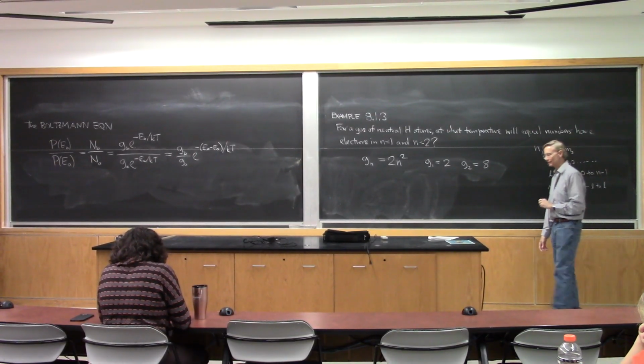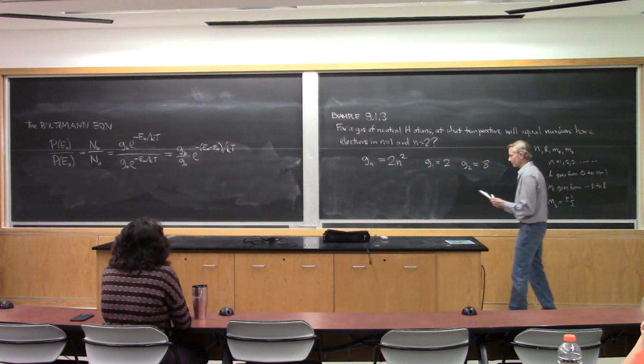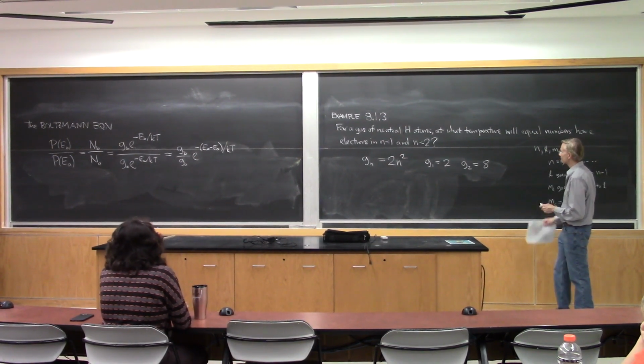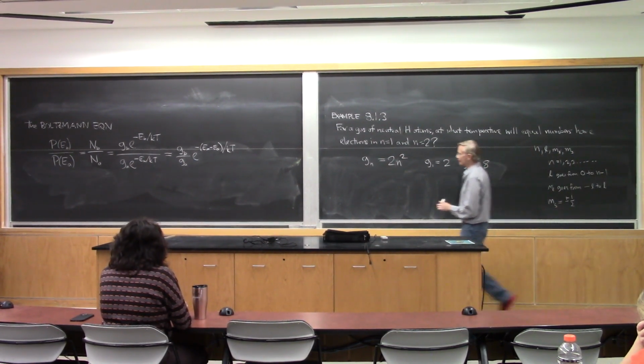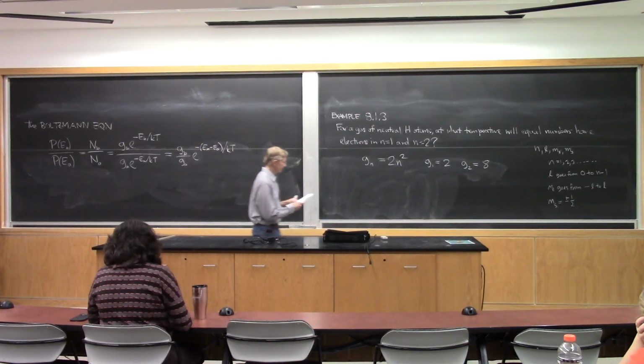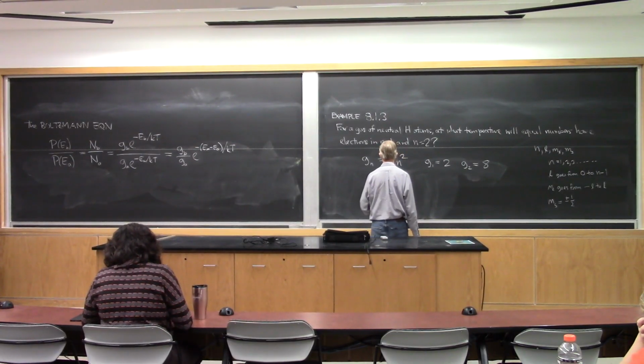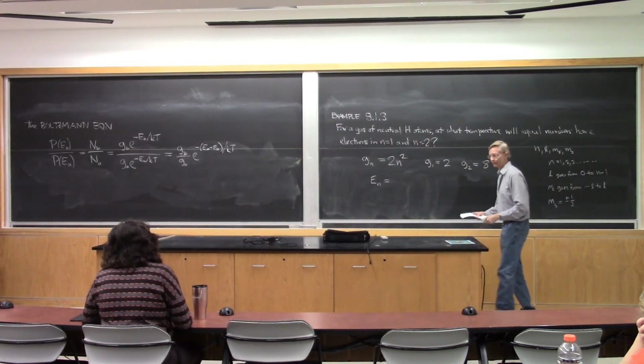There's 8 substates for n equals 2, 2 substates for n equals 1. So we're going to need that in this formula right here. And then meanwhile, what's E sub n for hydrogen?